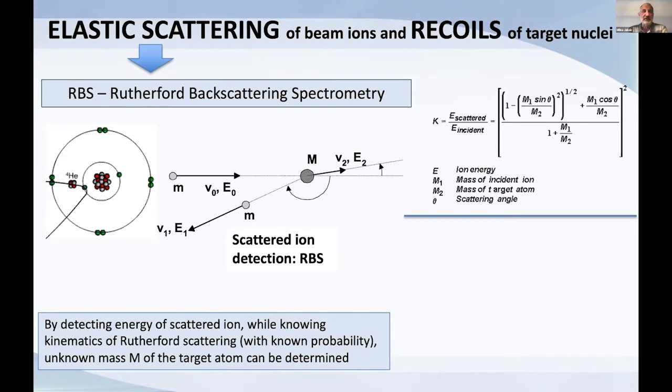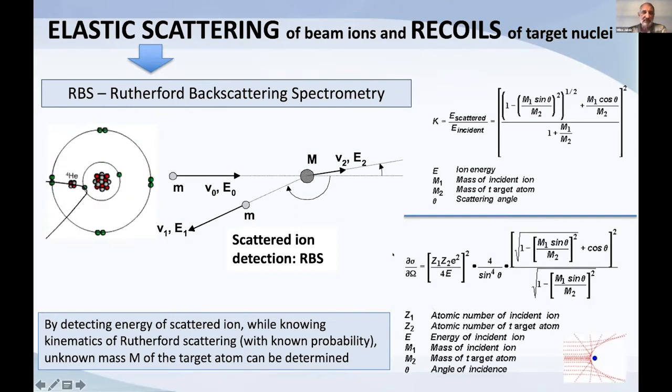Also, an advantage of this scattering is that this is Rutherford backscattering spectrometry, which means that we can calculate the probability of scattering, and this is the cross section for this process. So the cross section is actually the probability that some ion will be scattered at a particular angle, the scattering angle. And on the basis of these two formulas, we can calculate the concentration of the unknown molecule.